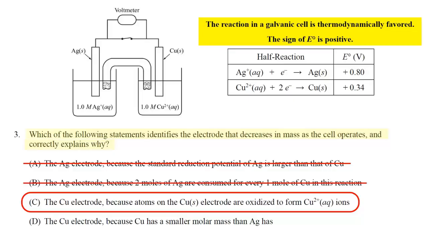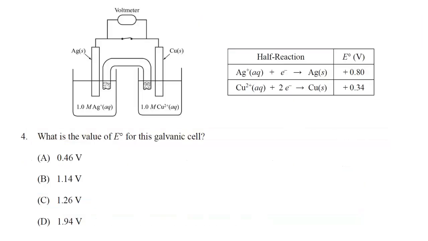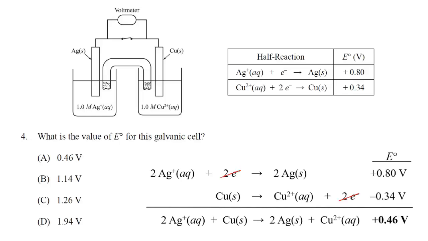Now let's move on to question 4. As you can see in question 4, it says, what is the value of the standard cell potential for this galvanic cell? When we were trying to solve question 3, we've already done this work. We've already combined the two half reactions together, so we already know the correct answer to question 4. The standard cell potential for this galvanic cell is positive 0.46 volts. So that makes the correct answer to question 4 choice A.